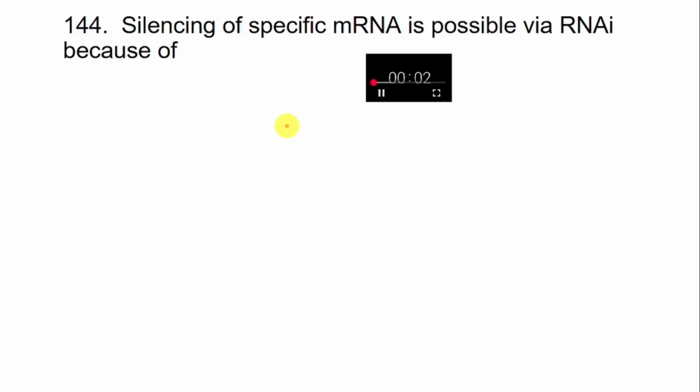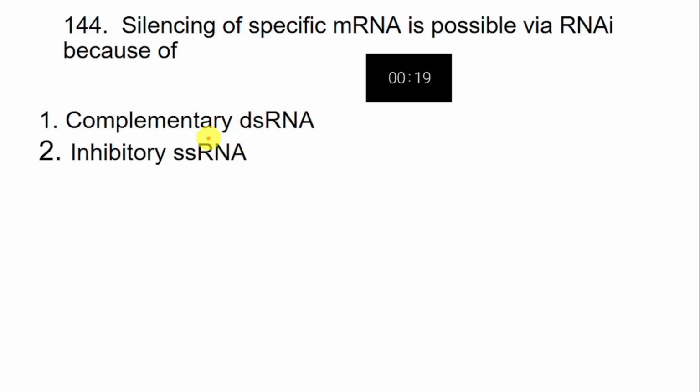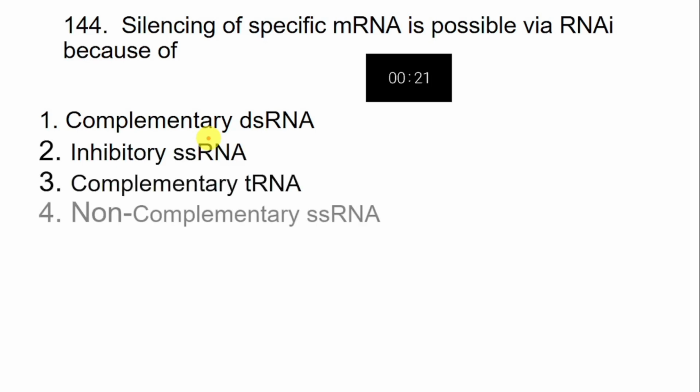Next question. Silencing of specific mRNA is possible via RNAi because silencing is possible because of the complementary double-stranded RNA, correct. This triggers the RNAi system. This is the answer. Inhibitory ssRNA, complementary tRNA, non-complementary ssRNA, all are wrong. Only option 1 is correct.